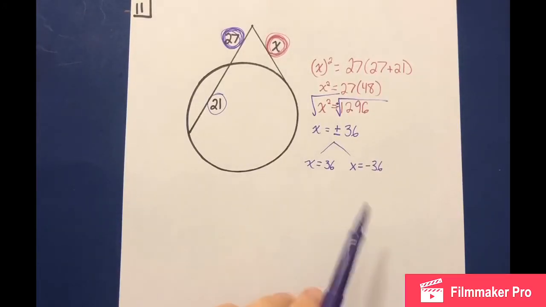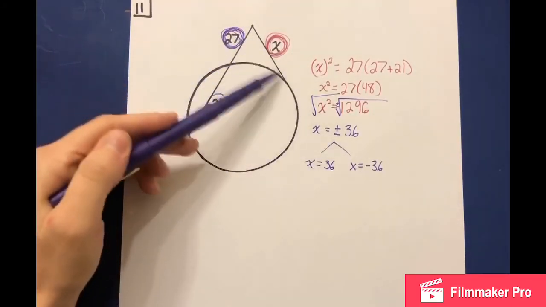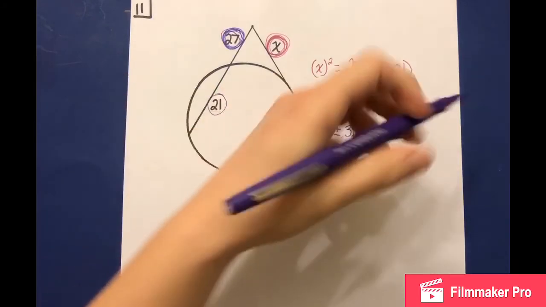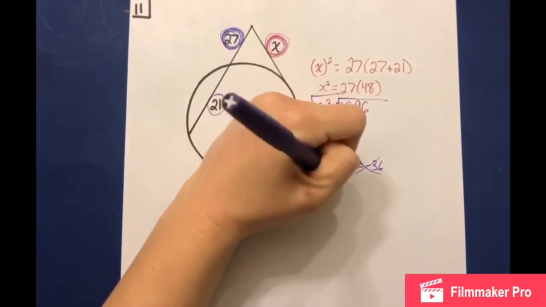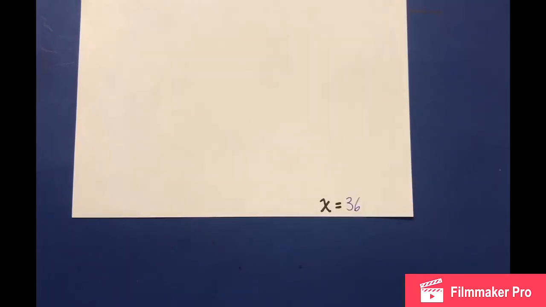We can have a negative x, but let's see if we can have it in this case. So that's going to be x. I can't have a negative 36 length, so I'm going to cross that one out. This is my only answer. So put that down at the bottom as your answer.